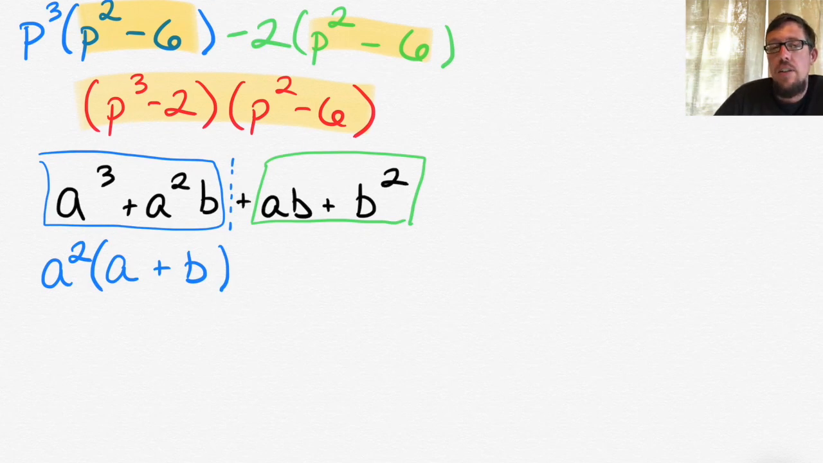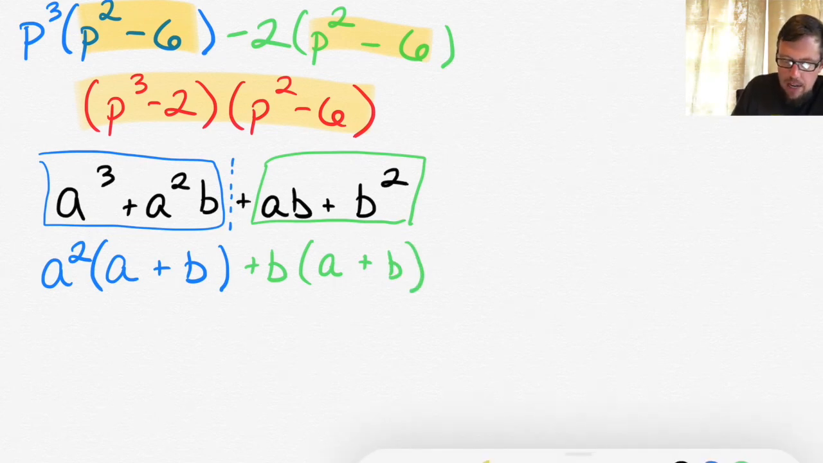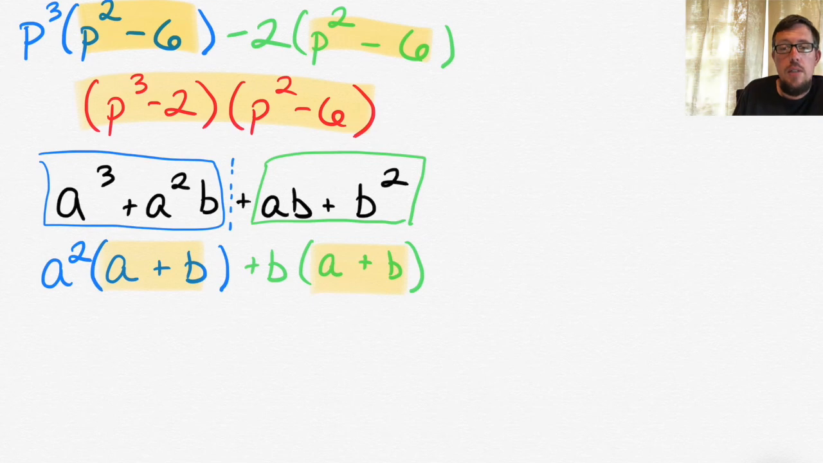Greatest common factor there is b, leaving me with a plus b. Do I have a common binomial? Yes, I do. It's a plus b.